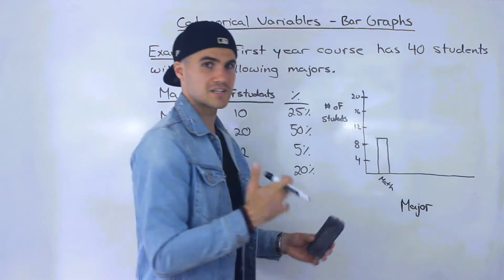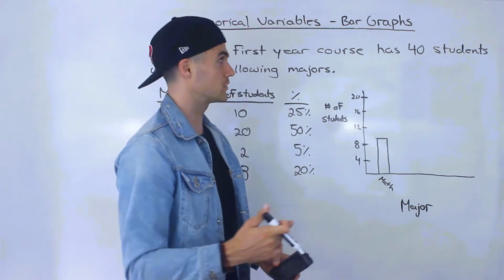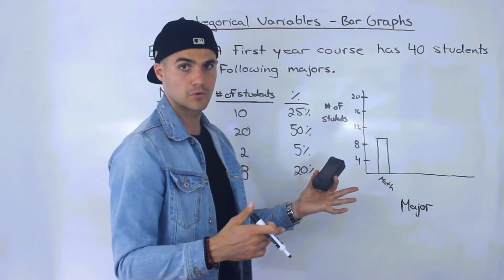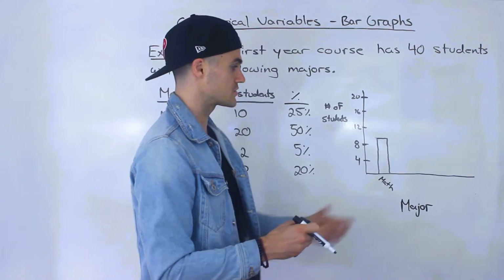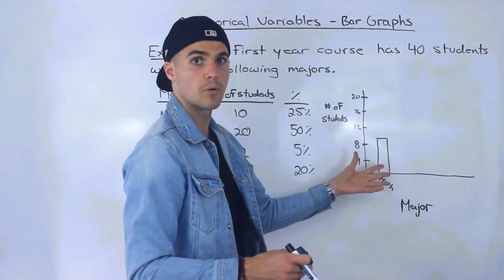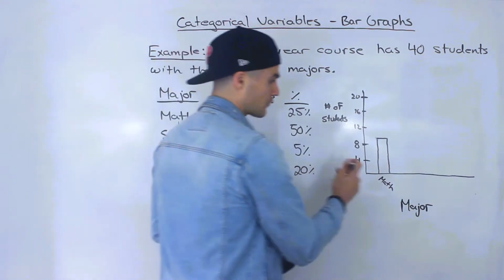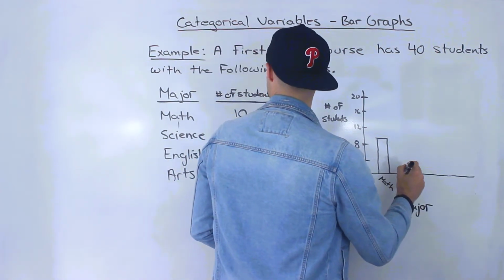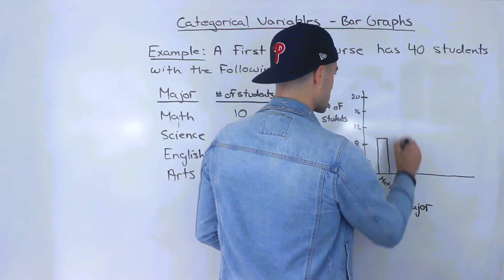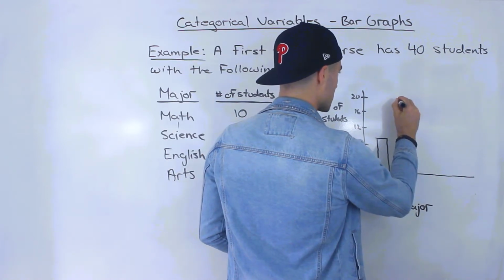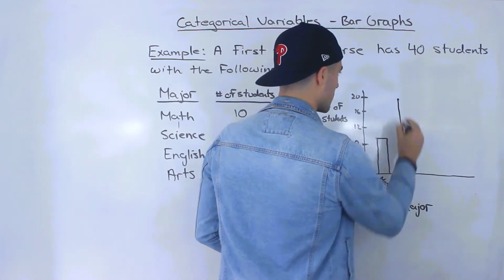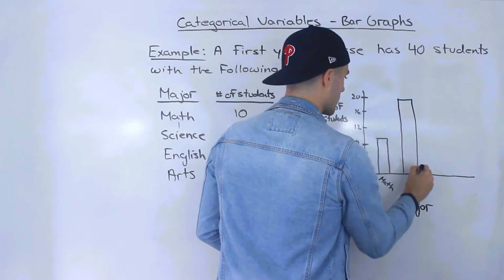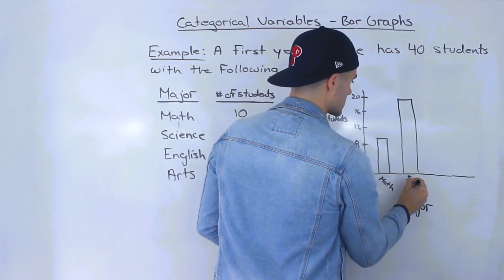Now, we're going to deal with something similar called a histogram when we're dealing with quantitative variables in future videos, and you're going to notice there's not going to be a space in between the bars for a histogram. However, for a bar graph, there are spaces. So you got math here. Science, there's 20 students, so the bar is going to be all the way up there. Like that, so science.